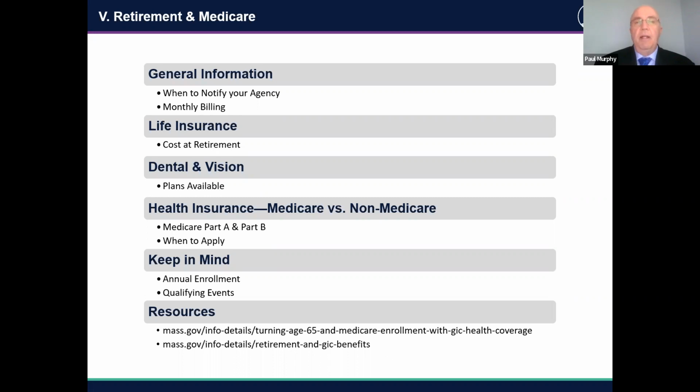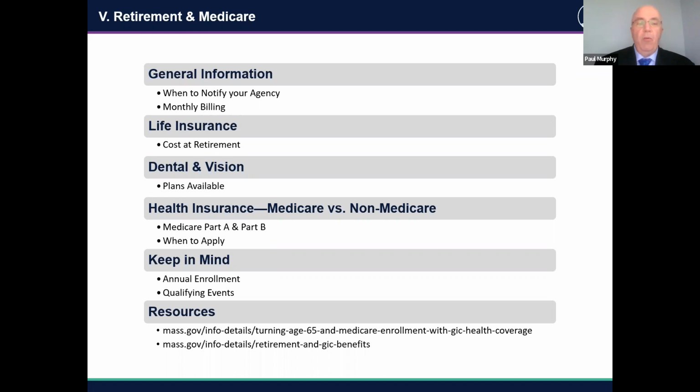Life insurance. There are 2 policies that the Commonwealth offers to employees. One is called the Basic Life Insurance Policy. You can have basic life in the amount of $5,000, or if you have a health insurance plan with the GIC, that also comes with a $5,000 basic life policy. You can continue the basic life policy into retirement if you elect a health plan. So that will continue. There's no disruption of that.